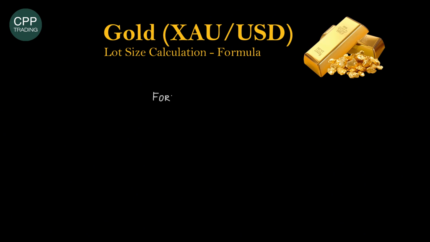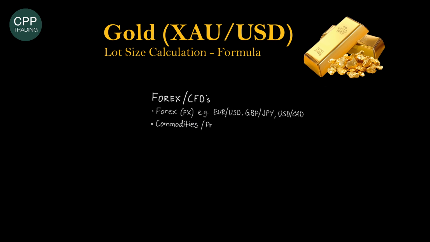When we're trading Forex and CFDs, there are two main categories. The first one is Forex, which are currency pairs, for example, the euro dollar, the British pound Japanese yen, and the US dollar Canadian dollar. The other one is commodities, and gold is a precious metal, so it falls under the category of a commodity, gold with the symbol XAU USD.